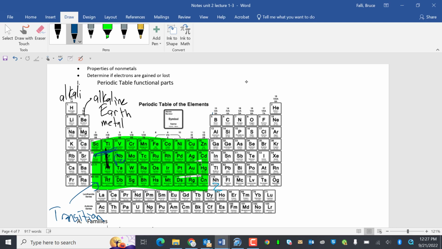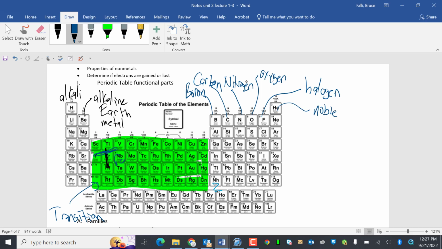And then I get over here. Over here, it's pretty easy to name them. It's the boron group. It's the carbon group. It's the name of the top one. It's the nitrogen group. It's the oxygen group. And then it's weird. It's not the fluorine group. It's the halogen group. And then it's the noble gases.